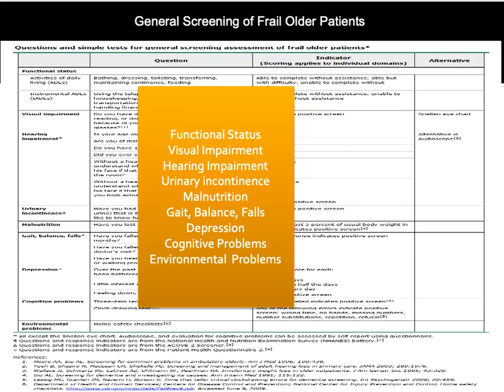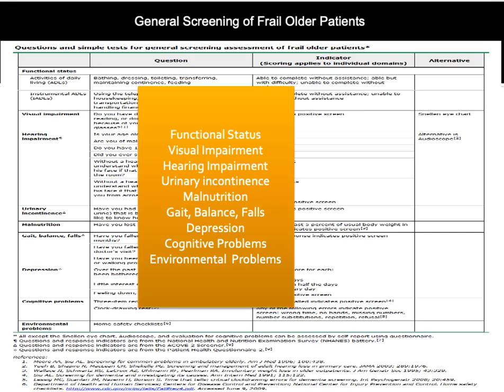This is an example of just a general screening tool, and this came from UpToDate. I know we don't readily have access to UpToDate through school now, which is really unfortunate, but you don't need to be able to read all of it. I just wanted to put something up to show you that there are those resources available. And as you can see there in the middle, these are the components: the functional status, visual impairment, hearing impairment, urinary incontinence, malnutrition, if it's there. It probably should be more neutral and just say nutrition. Gait, balance, falls, depression, cognitive problems, environmental problems.